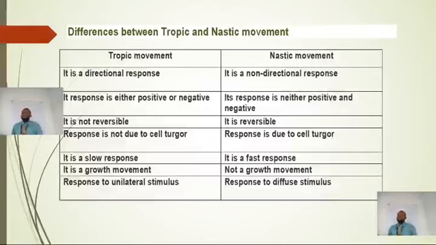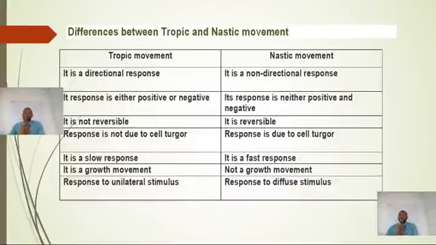It is not due to cell turgor, because like I used stomata to explain. When water moves into the stomata, it is the one that will force the stomata to open. And then when the turgor pressure is low, it closes. So it means nastic movement is due to cell turgor, while tropic movement is not due to cell turgor.